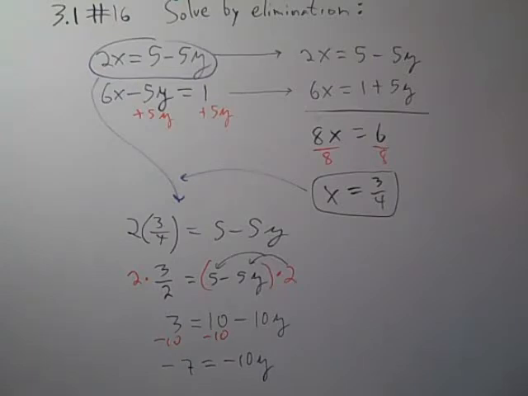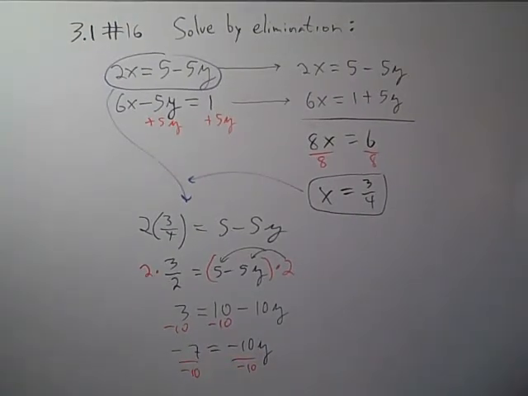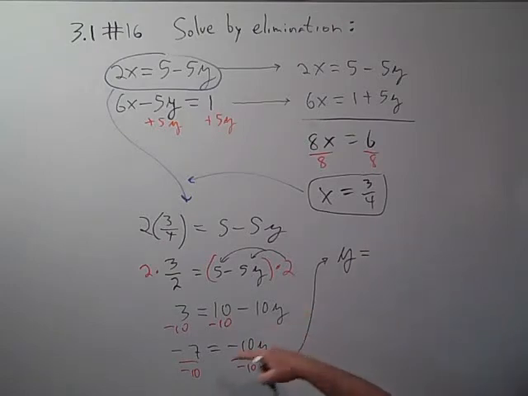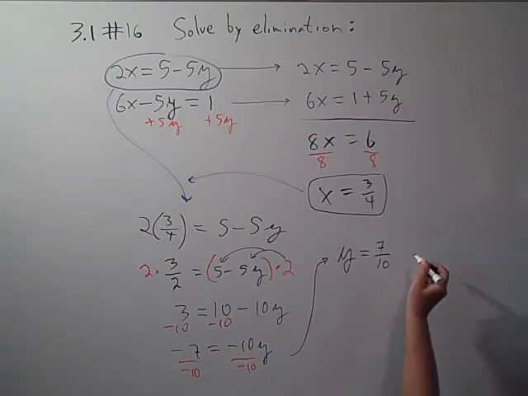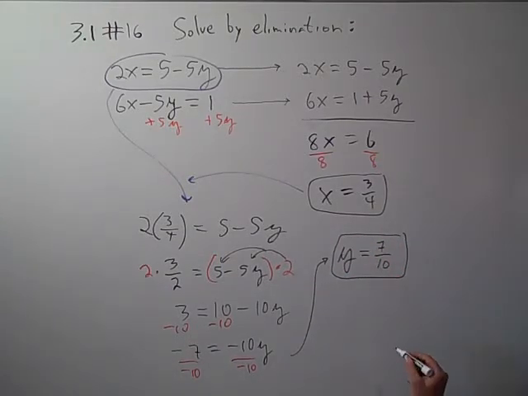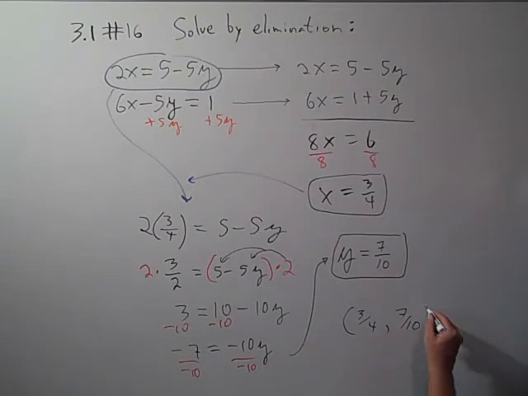If I simply now divide by negative 10 on both sides, I find that y is equal to negative 7 over negative 10, which is positive 7/10, because a negative divided by negative is a positive. So we found our x and y values. So the intersection of these two lines is at the point 3/4, comma 7/10. That's the point of intersection of the two lines of this linear system.